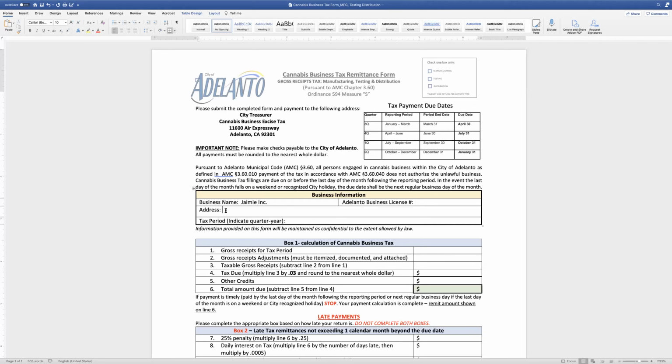Next, you'll want to include your address. This is where your operation is actually taking place and should also be referenced in either your permit application or on your actual permit that has been approved by the city. Lastly, you'll want to include the tax period. For our sample tax return, we're going to do the third quarter 2021, which is for January through March of this year. As you'll see, that period ended on the 31st of March, and taxes are due no later than April 30th.